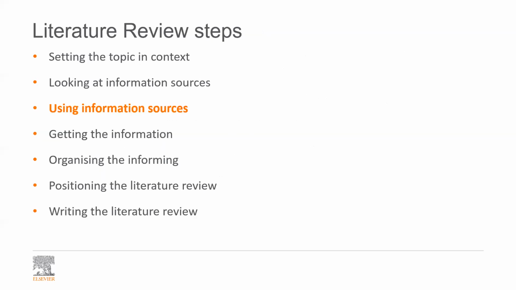So what are the steps in a literature review? Firstly, you have to have your topic, of course. So you have to set the topic in context also. Then you have to find information sources. Where are you going to do your literature research?